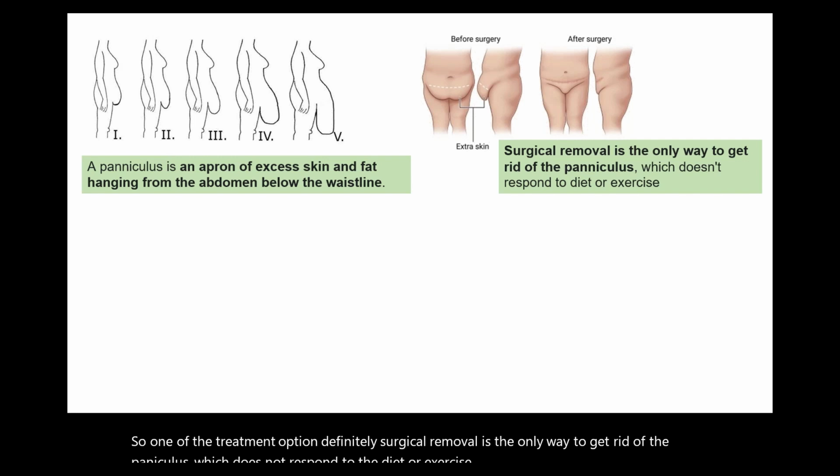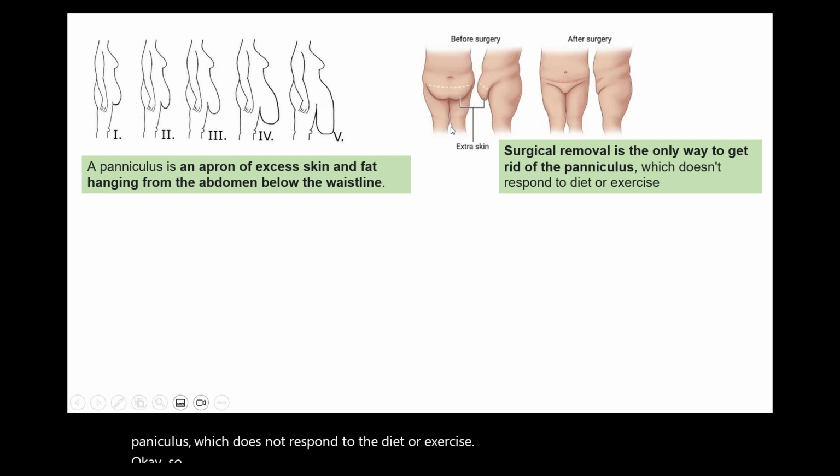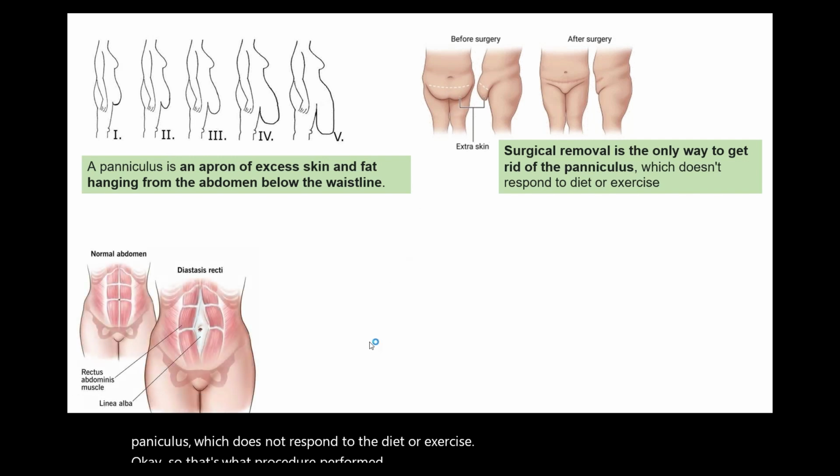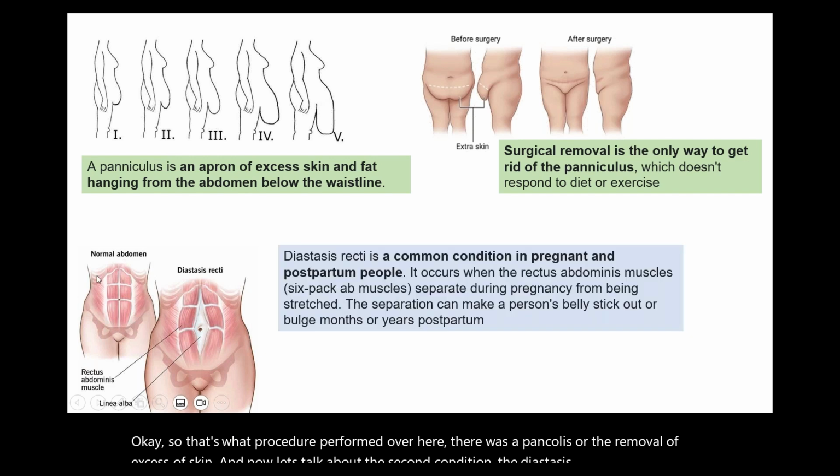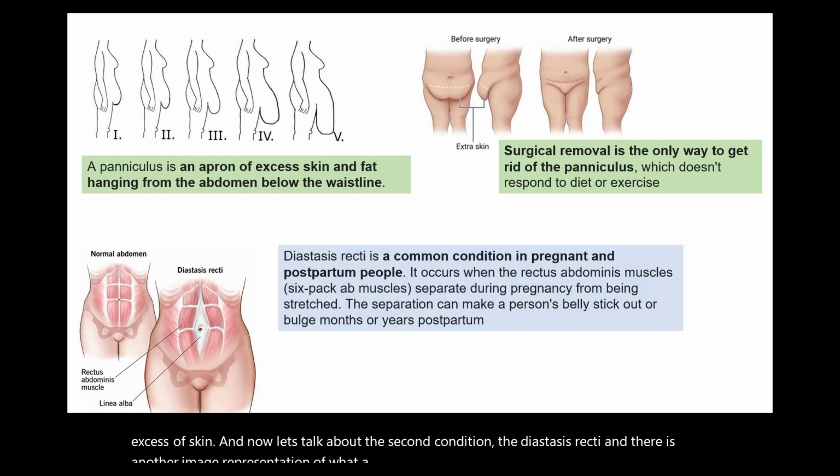Okay, so that's the procedure performed over here. There was a panniculus, or the removal of excess skin. And now let's talk about the second condition, the diastasis recti. And here is another image representation of what a diastasis recti looks like.